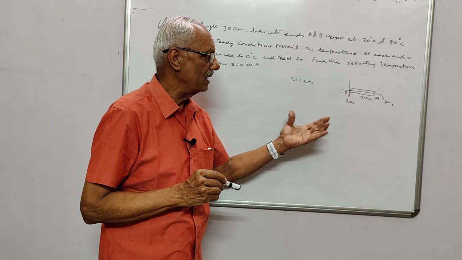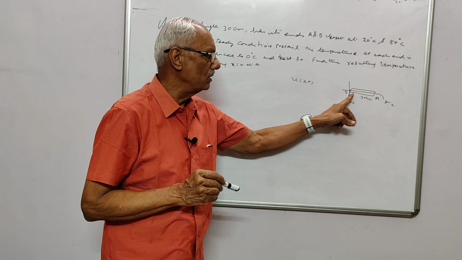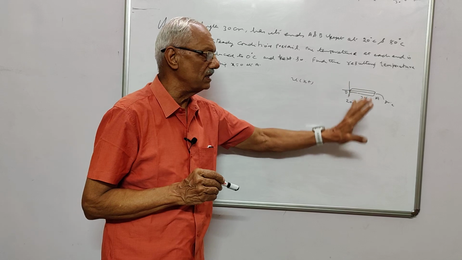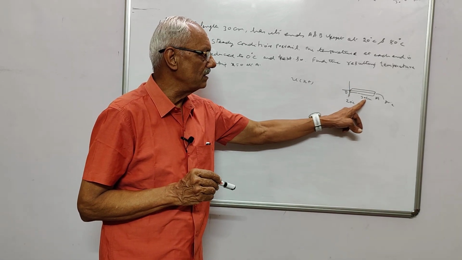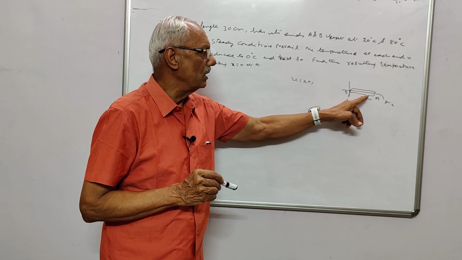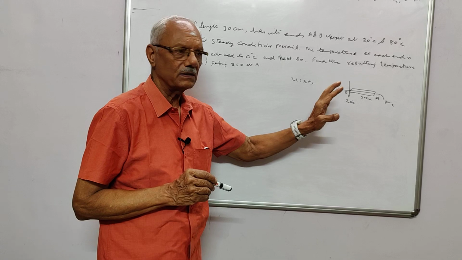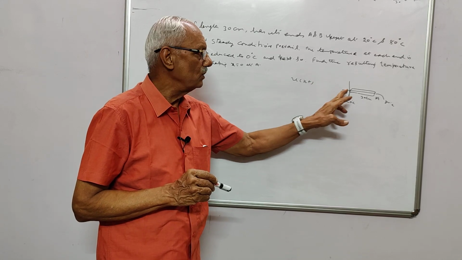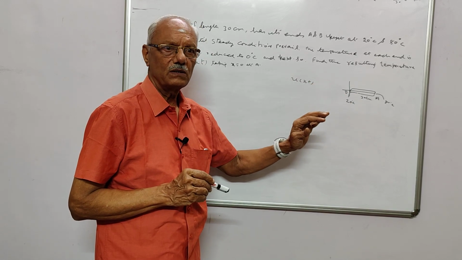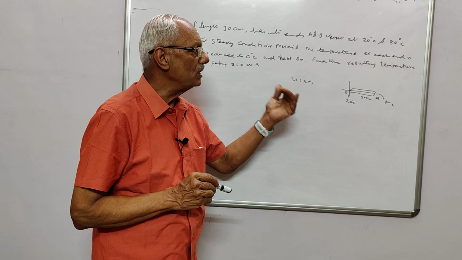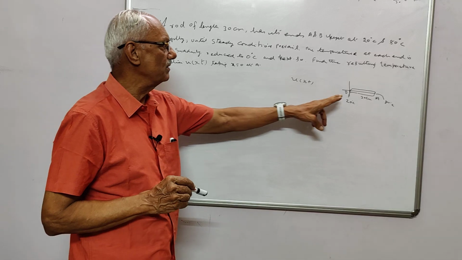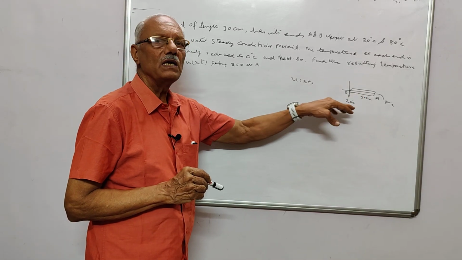Are you able to understand? I'll repeat this. There is a rod whose two ends are kept at 20 and 80 degrees centigrade respectively. It is of length 30 centimeters, and it is allowed to attain a steady state. After that, the two ends are subjected to 0 degrees centigrade. Now we are asked to find the resulting temperature function, namely u of x,t, in the rod.